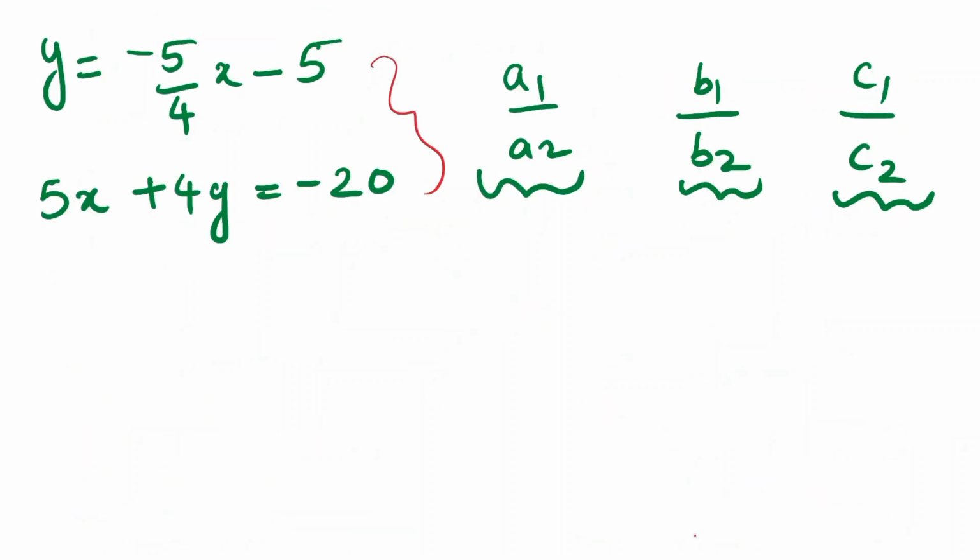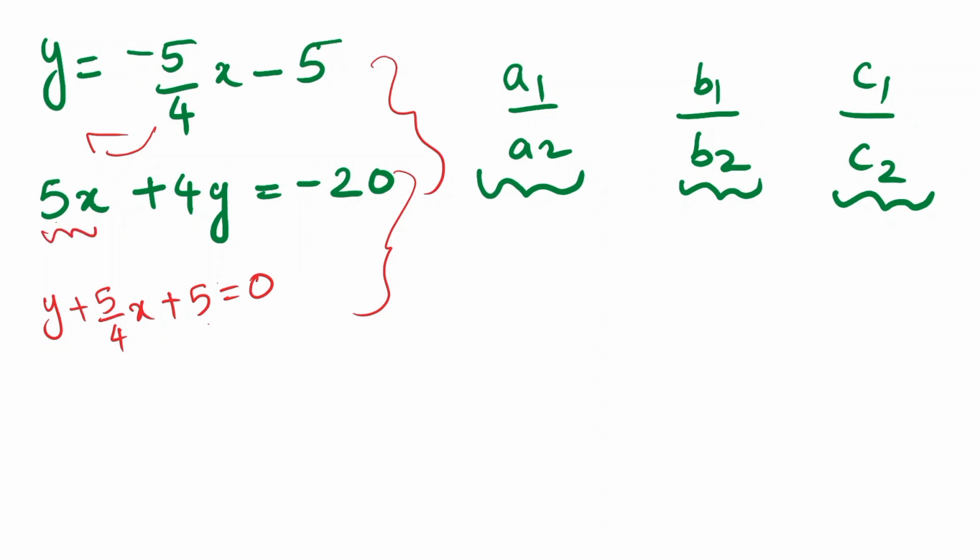y equals minus 4 by 5, 5 by 4x minus 5 and something like that. We can rewrite the first equation, okay, like we can make this number here. So y plus 5 by 4x plus 5 equals 0. Is it correct? y plus 5 by 4x plus 5 equals 0. And we can compare these two equations to find the ratio a1 by a2. And the coefficient of x is 5 and coefficient of x is 5 by 4 here. So 5 divided by 5 by 4, that is 5 times 4 by 5.